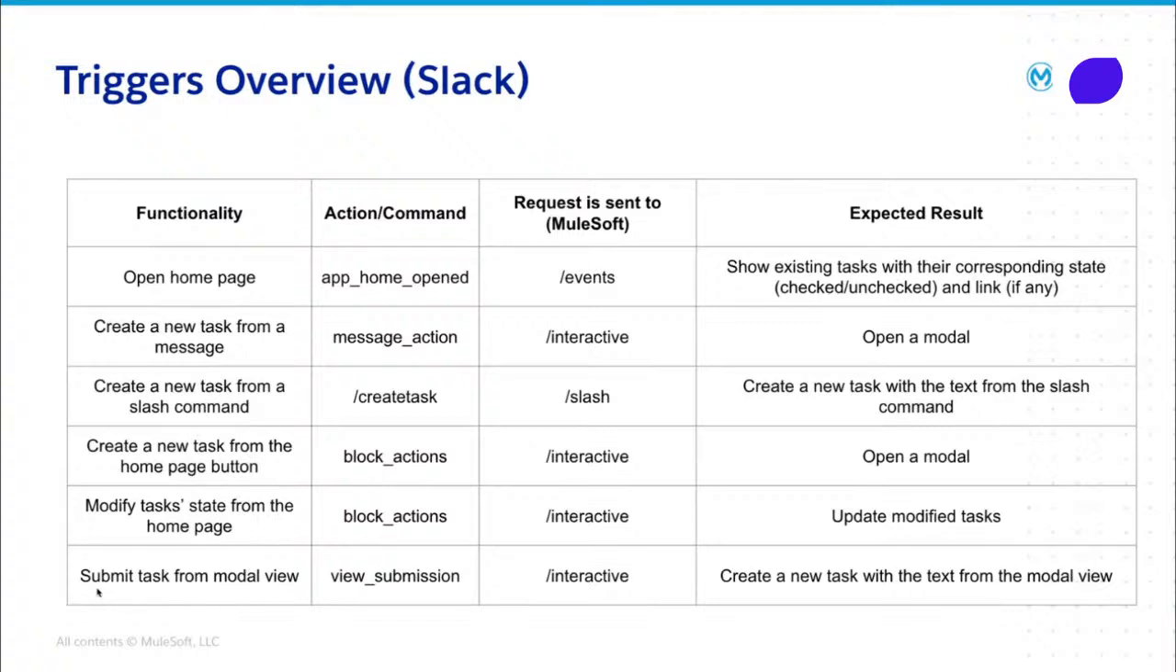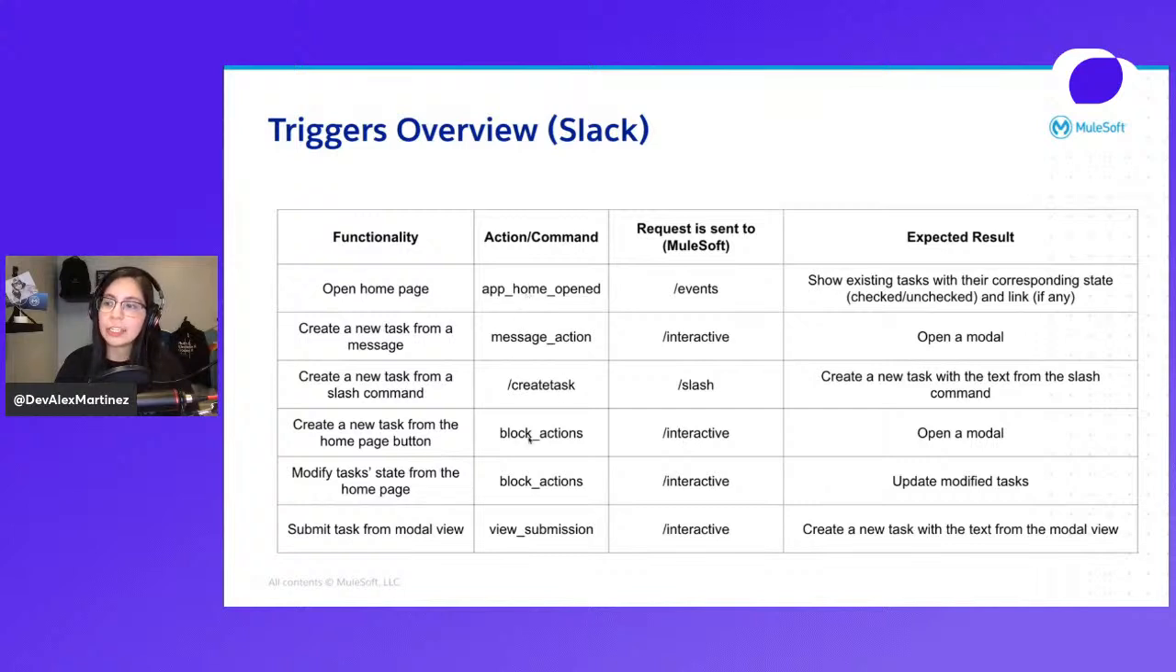And this one is not explicitly there, but is still another functionality to submit the task from a modal view, because these two only open the modal, but they don't actually submit the information. To submit the information, you have to do a different thing. And then this is what Slack sends to MuleSoft. There's a name, an action, or a command, and they have different names, except for these two. So if you click on create a new task from the homepage button, it's the same action as modifying the tasks from the homepage, which is kind of a problem, but we were able to check something else to verify which one of these two actions were being triggered. The rest of them have their own action, so it's not really that hard.